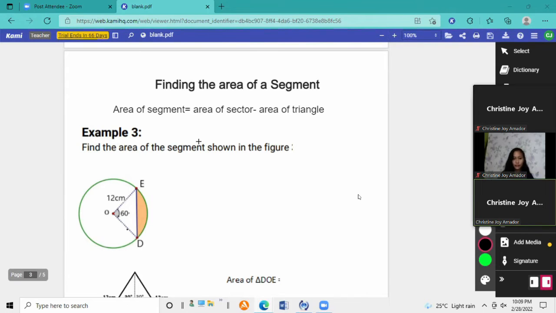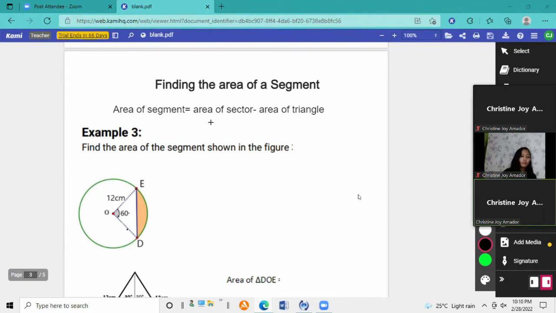In this video, we will try to find the area of a segment. Before we do, I assume that you already watched the video about how to find the area of a sector. For us to easily solve the area of a segment, we need to know how to find the area of a sector. In finding the area of a segment, we have this formula: area of a segment is equal to area of a sector minus area of a triangle.